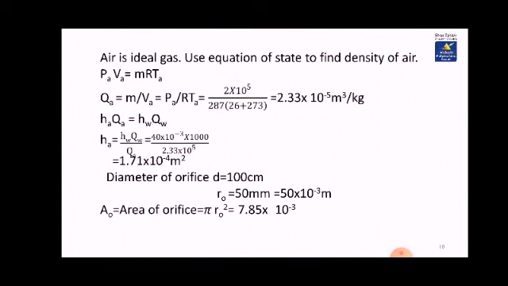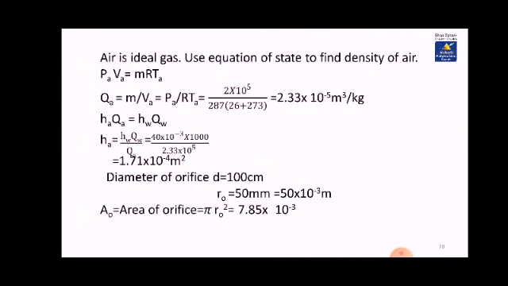as the first reading was of 2 bar, so we convert it into Newton per meter square. Now here the value of R is 287 and temperature is 26. T1 was 26 plus 273. We are converting it into Kelvin, so we are adding 273. We got the reading of actual discharge, that is 2.33 into 10 raised to minus 5 meter cube per kg.